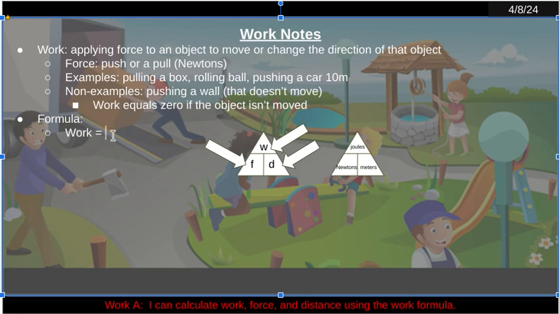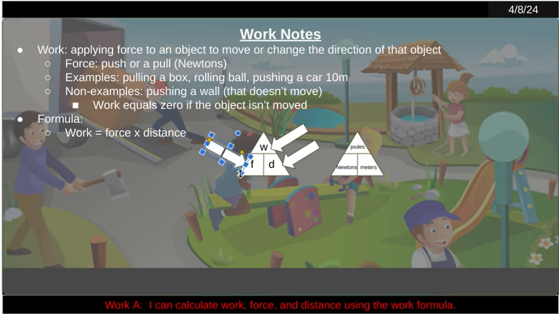So let's get to the formula. Work equals force times distance. I hope that when I just explained that I did not mix up force and distance when I was looking at the word force. But yes, work equals force times distance.